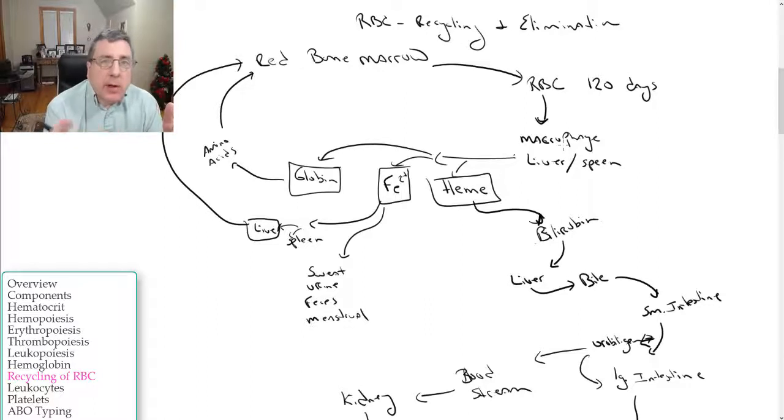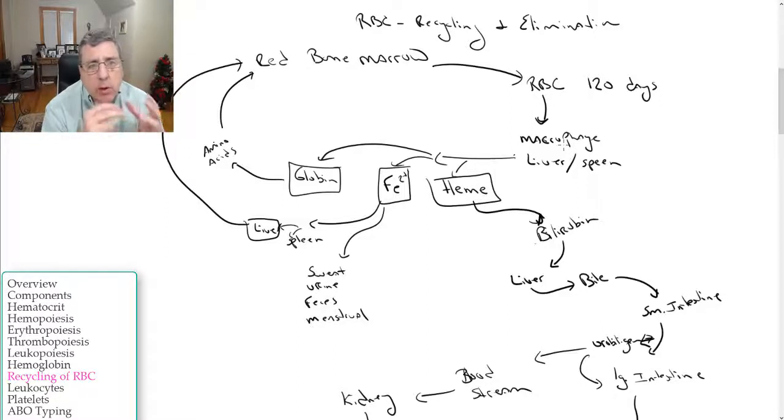Iron is then transferred to primarily the liver, but spleen does it as well. And it primarily is stored in the liver until you need more iron for more red blood cell production. So then that would be transferred back. The other pathway for iron is you're going to lose a little bit in the sweat, urine, feces, and menstrual cycle. Heme is the last component.